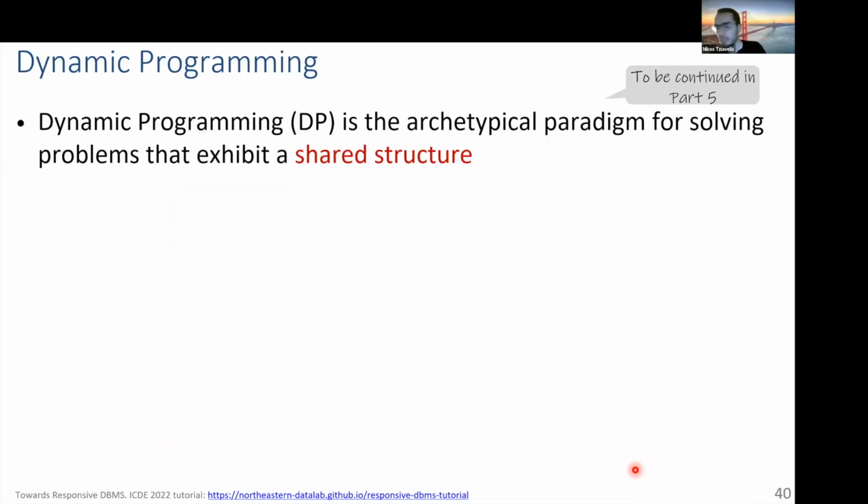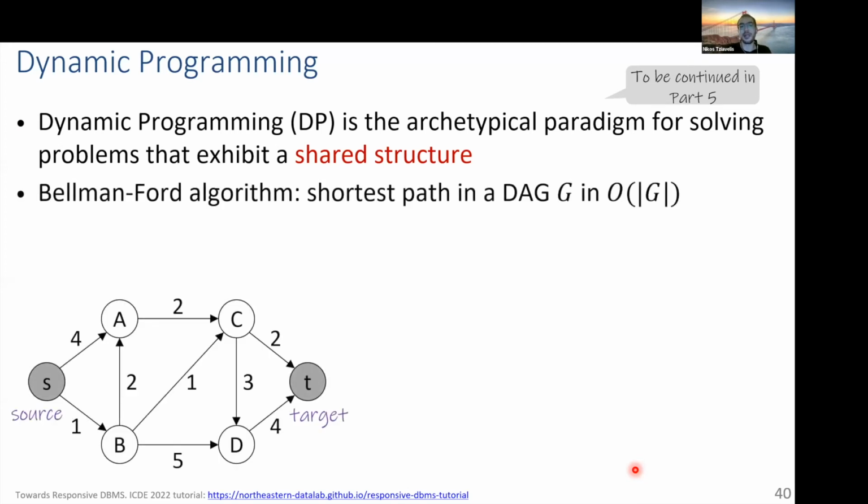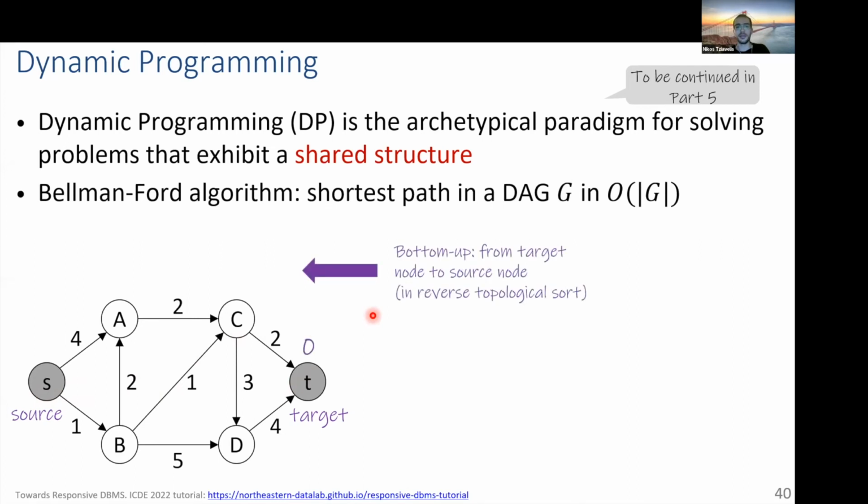Another technique that we will be looking at is dynamic programming. Dynamic programming is very well known. It's the archetypical way of handling problems that have a shared structure. For example, the Bellman-Ford algorithm is an example of dynamic programming. It computes the shortest path from a source to a target in a directed acyclic graph in linear time in the size of the graph. And the way this works is that we go essentially bottom up from the target to the source, and for each node we compute the optimal cost to reach the terminal, the target.